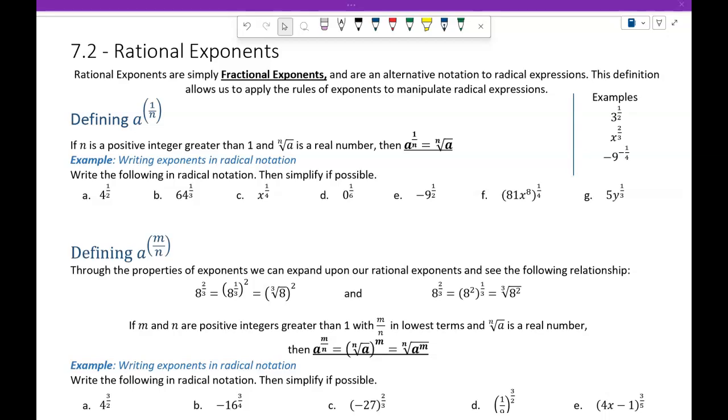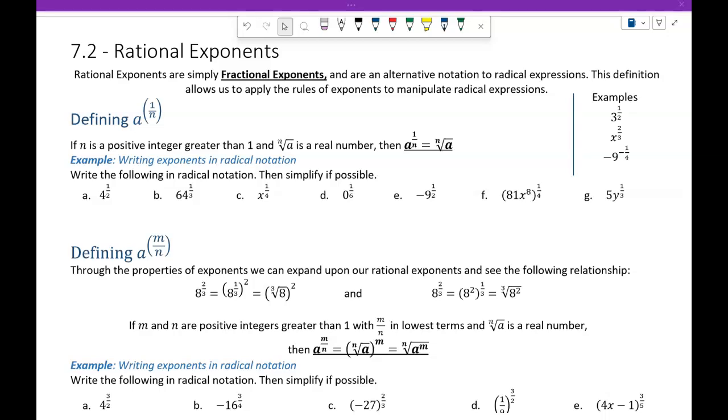We're going to look at the relationship between radical expressions and rational exponents. Rational exponents are just exponents that are fractions, and we can use them as an alternative notation to radical expressions. This allows us to apply our rules of exponents from Chapter 5 in order to manipulate radical expressions.